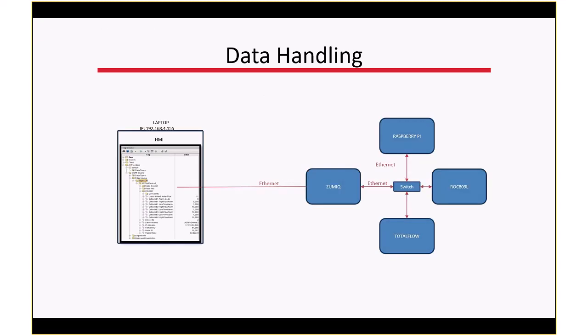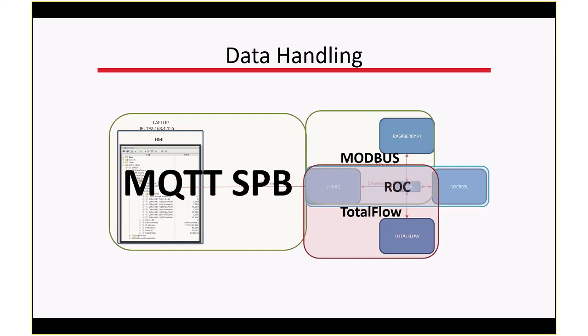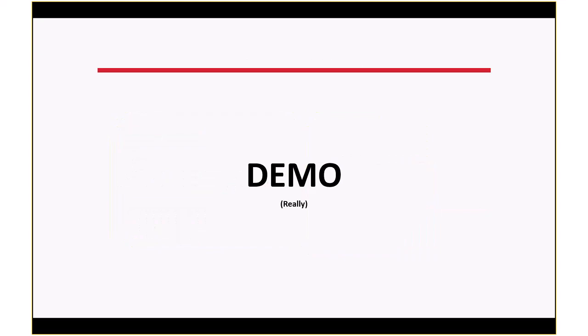Now we'll enter the demo portion of this presentation. So here is what I'll be doing during the demo. I have my laptop running two HMIs, Clear SCADA and Ignition, and I have a Zoom IQ in my test lab. This Zoom IQ is plugged into a switch where I have a Raspberry Pi running a Modbus simulation, I have a ROC 809, and I have a TotalFlow. So Zoom IQ will be talking Modbus to the Raspberry Pi, ROC protocol to the ROC, and TotalFlow to the TotalFlow, and then converting all of these simultaneously to MQTT and MQTT Sparkplug B back to my HMIs. So now to the demo.